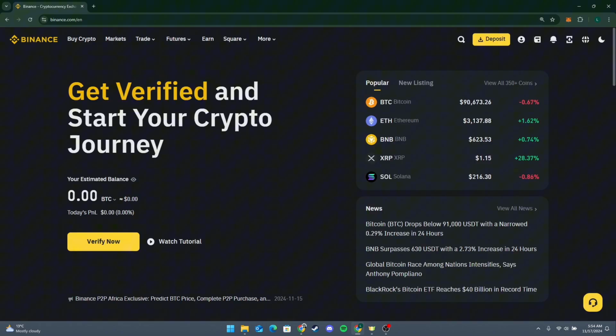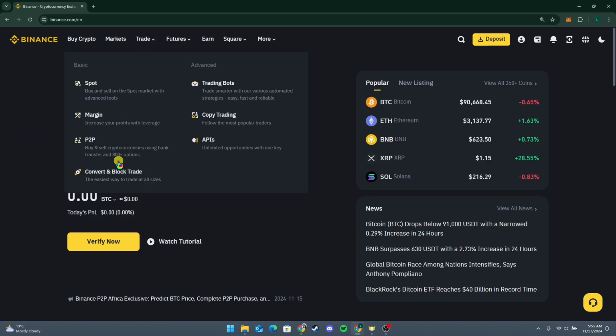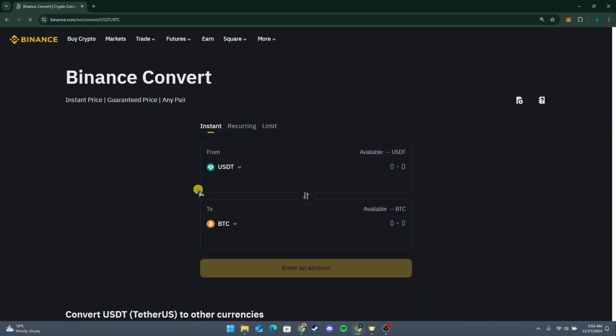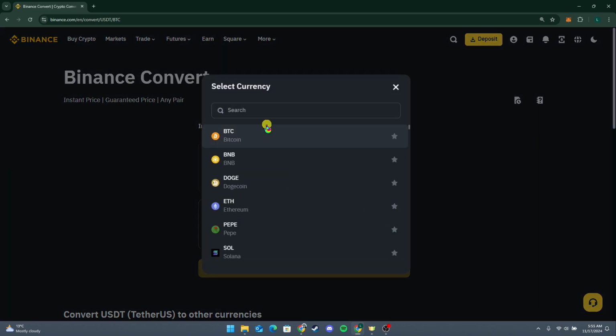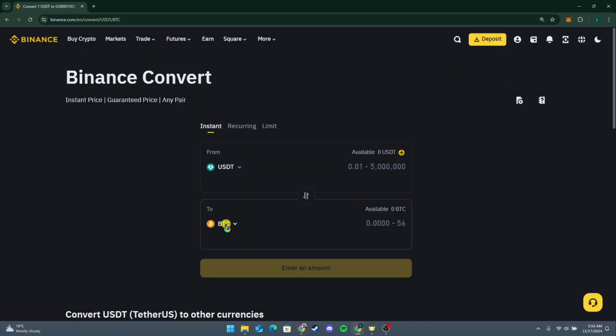First option is to use the Binance Convert. Go to the trade menu here and select convert and block trade. After that, choose USDT as the from currency and GBP as a to currency. Enter the amount of USDT you want to convert and click on preview conversion to see the current rate and fees, then confirm the transaction.